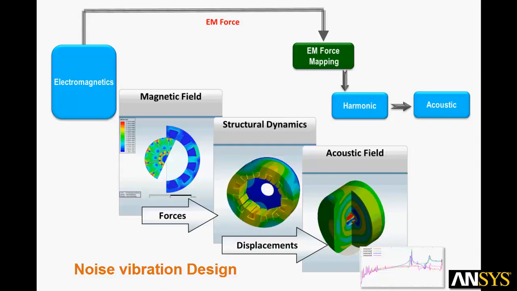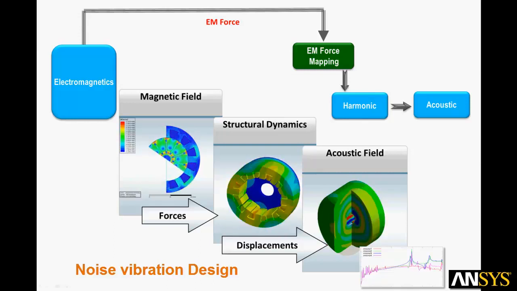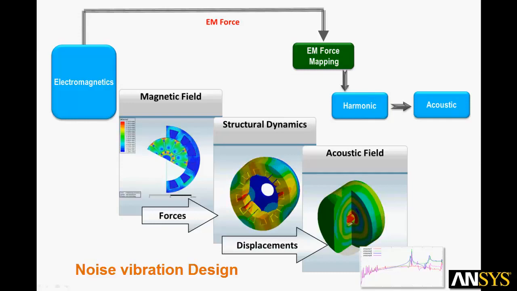For the final analysis, we pass transient electromagnetically induced forces to structural dynamics simulation in Mechanical to compute structural harmonics. Those harmonics change the shape of the stator, which in turn produces an acoustic field as computed by Ansys Mechanical. As you can see, this approach can be used to predict acoustic noise, and hence enables you to apply strategies to reduce that noise.